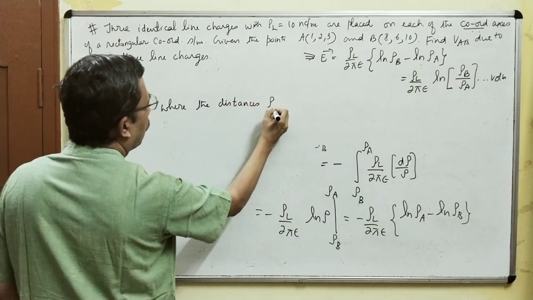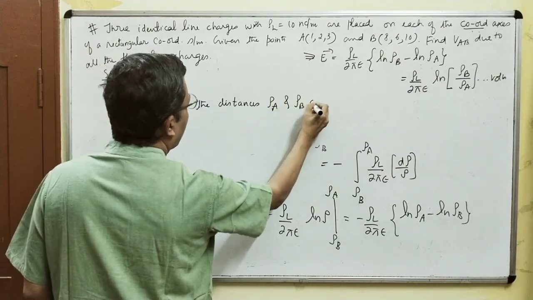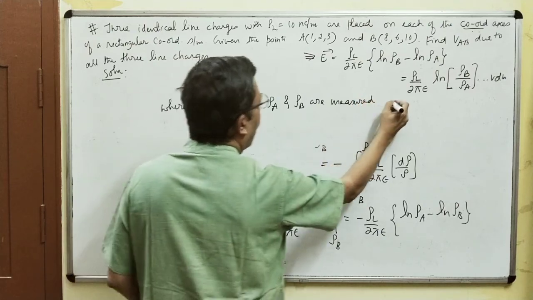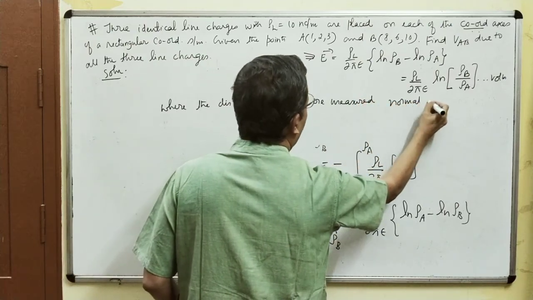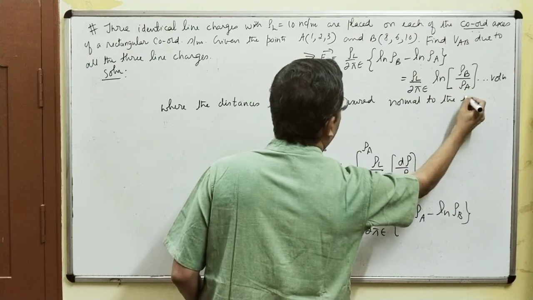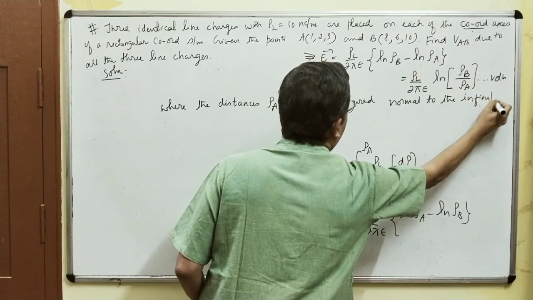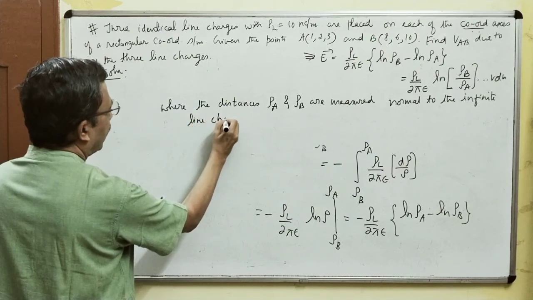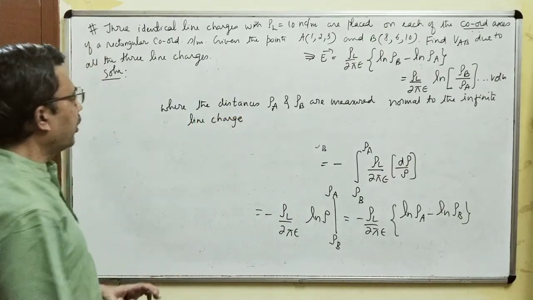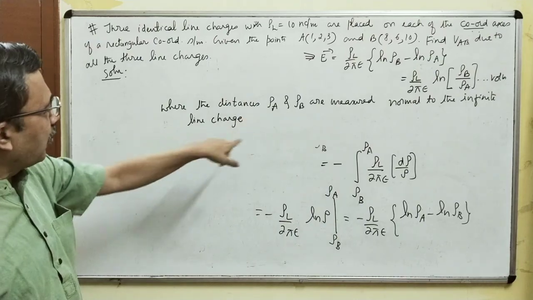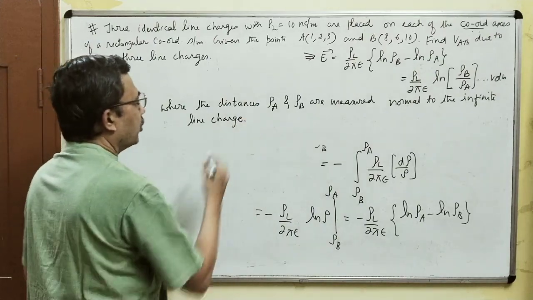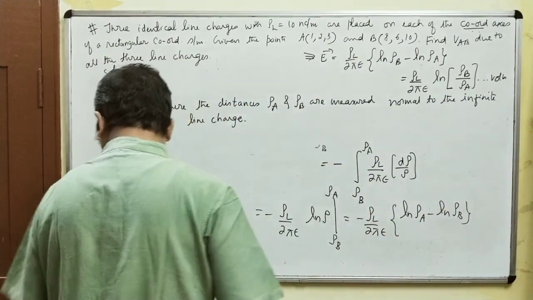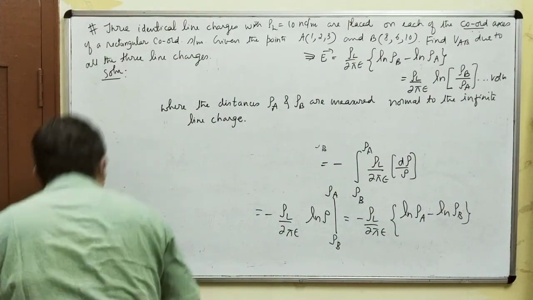where the distances rho A and rho B are measured normal to the infinite line charge. So, this expression I will use thrice because there are three line charges. Then we will apply the principle of superposition.